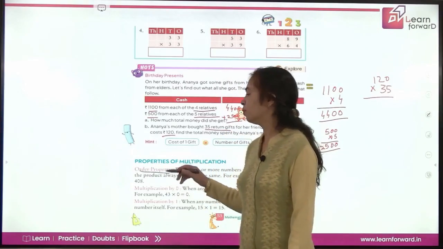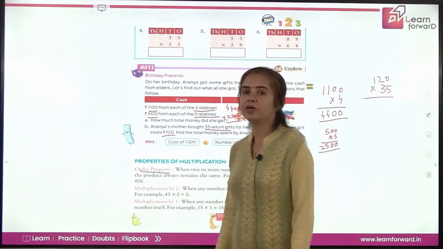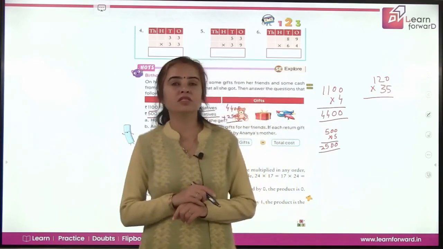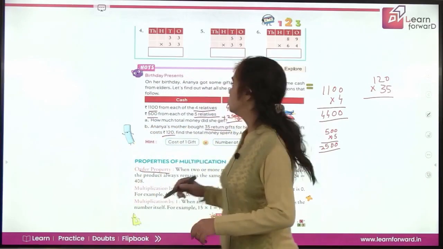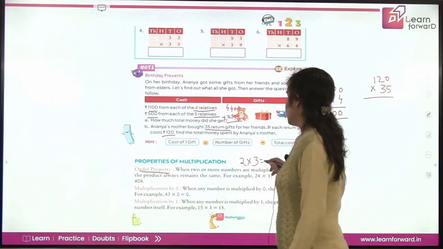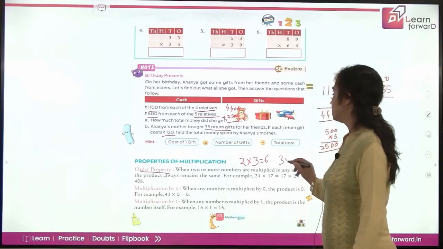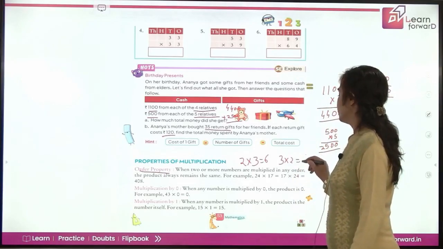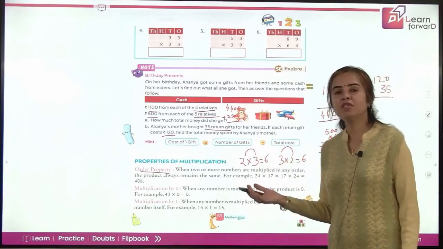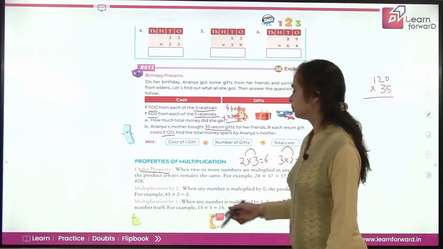The first property here is order property. Order property says that you can change the order of numbers when you are multiplying them, which means if you have to multiply 2 by 3, you get 6, and even if you multiply 3 by 2, then also you get 6. So this order of numbers can be changed in multiplication.